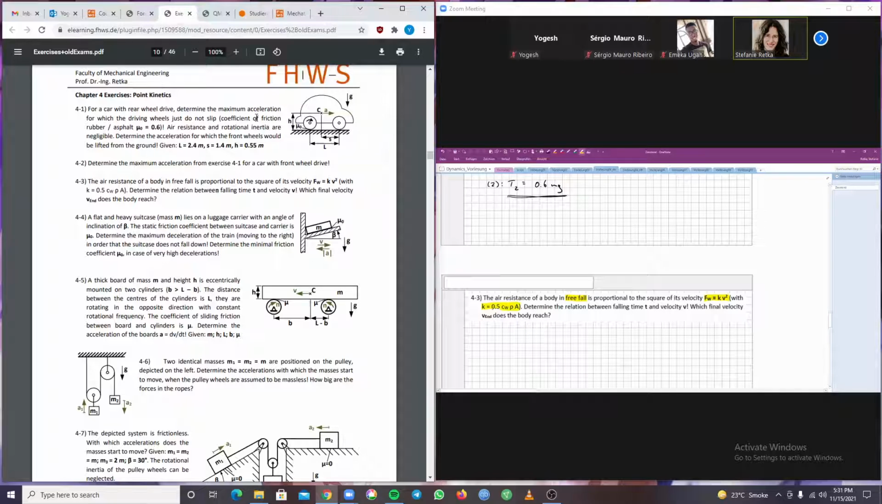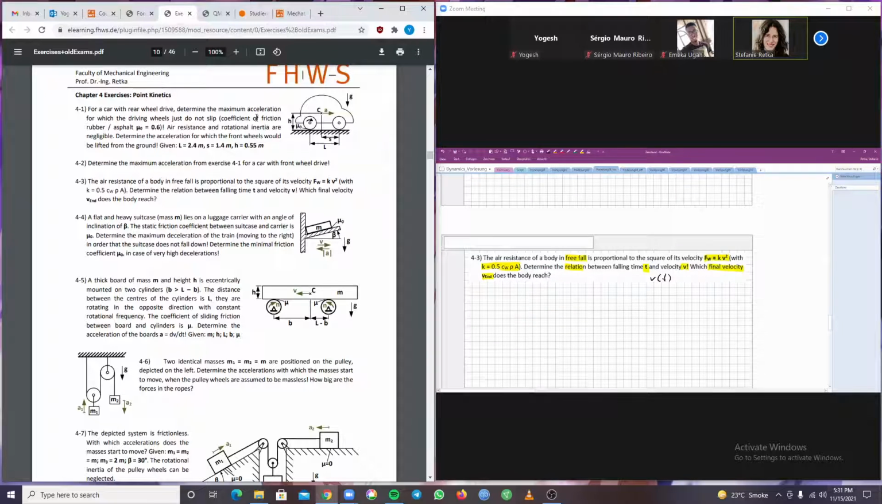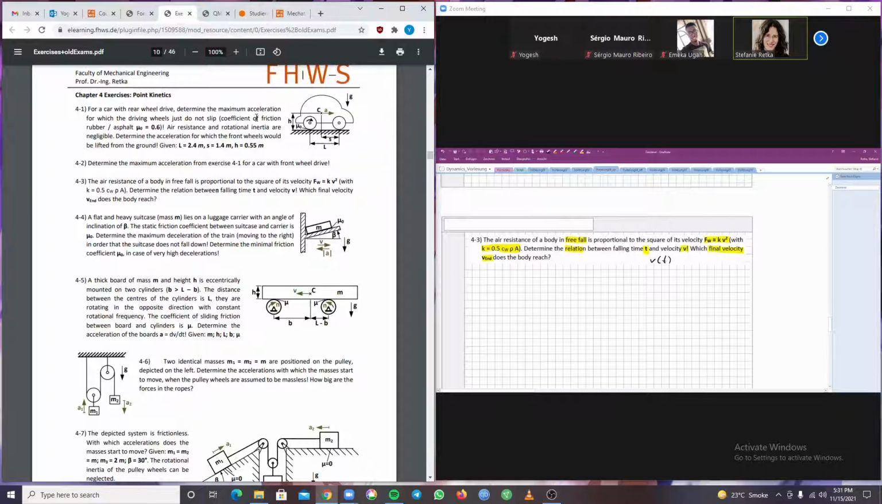And we have to find the relation between falling time and velocity, relation between these two variables, meaning that we have to derive the velocity as a time-dependent variable. And we have to find the final velocity that the object reaches, assuming that the height where it starts the free fall is big enough.